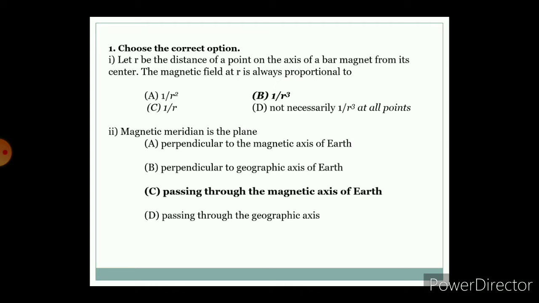First question: let R be the distance of a point on the axis of a bar magnet from its center. The magnetic field at R is always proportional to.